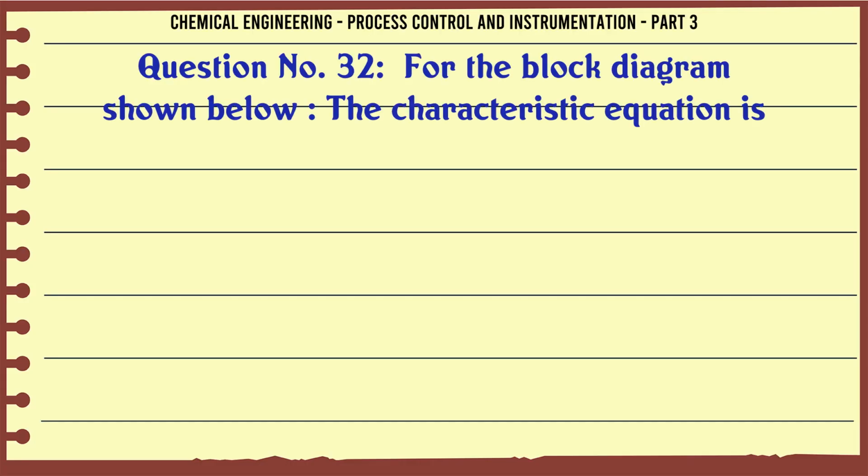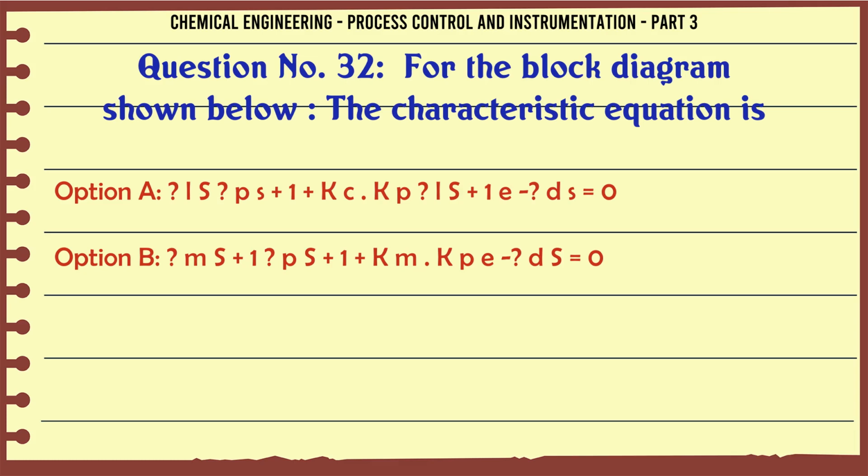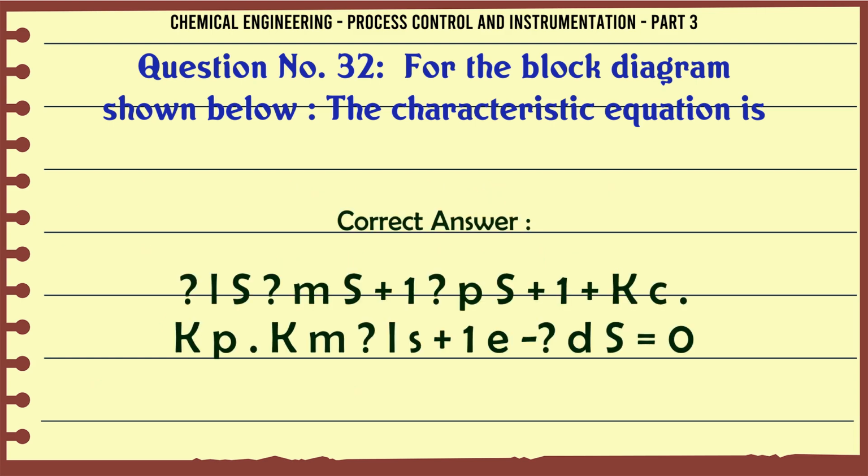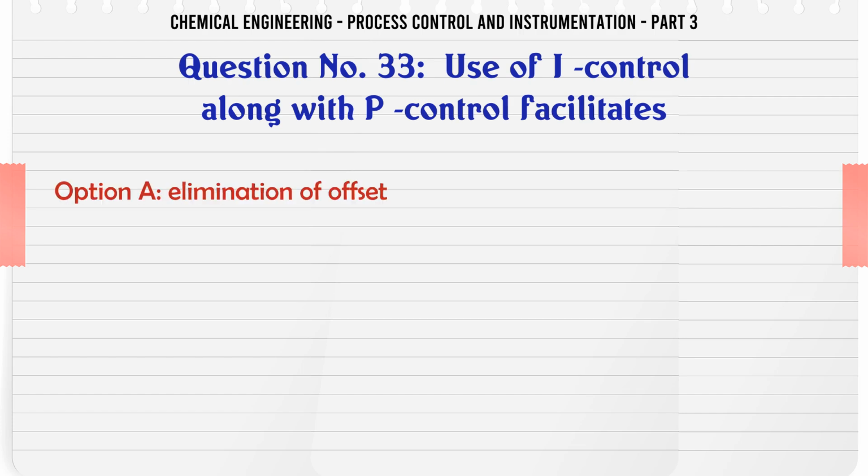For the block diagram shown below, the characteristic equation is: A, B, C, D with various expressions in Kc, Kp, Km, τ_D s and so on. The correct answer is C.